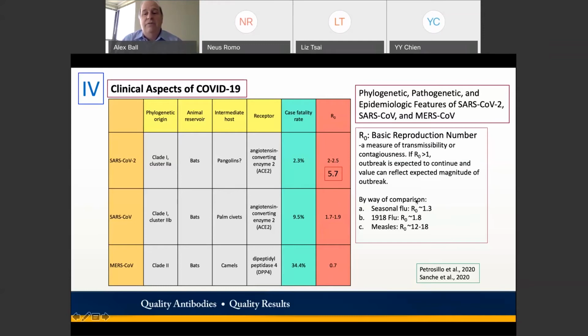By way of comparison, the seasonal flu R0 is about 1.3. The 1918 flu pandemic was about 1.8. Measles, which we all know is extremely contagious, has an R0 of 12 to 18. Nevertheless, the key thing, and one of the reasons this has been such a problem on a world level, is this high R0 for SARS-CoV-2.